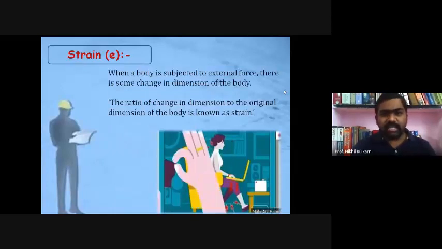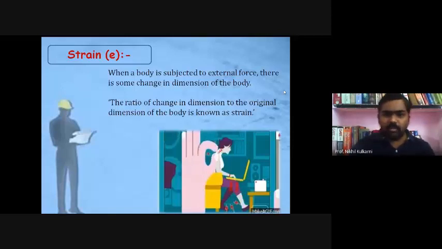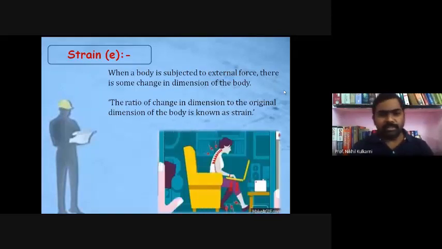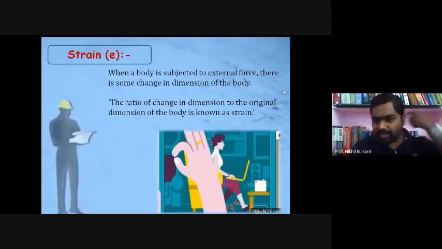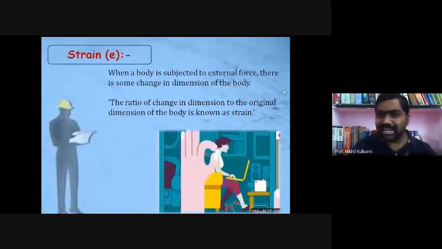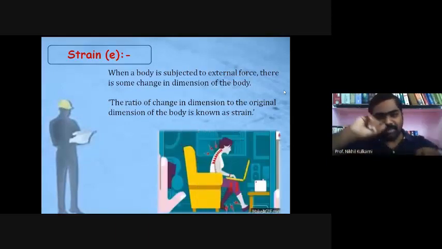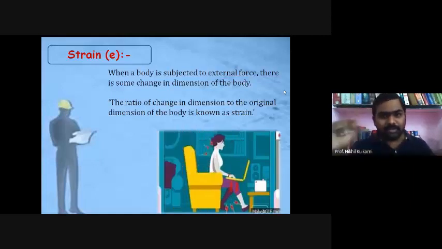Listen to that again, there was a lady who was working on her laptop. So onto her neck, जो उसकी गर्दन है वहां पर क्या हो रहा है, स्ट्रेन आ रहा है. मतलब वहां पर क्या हो रहा है, थोड़ा सा चेंजेस आ रहे हैं, डायमेंशंस में क्या हो रहा है, स्ट्रेच हो रहे हैं. So that is called as the strain.